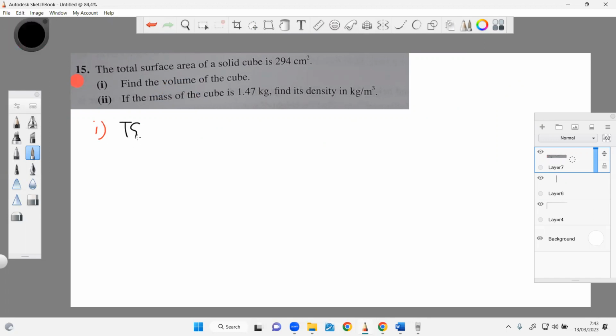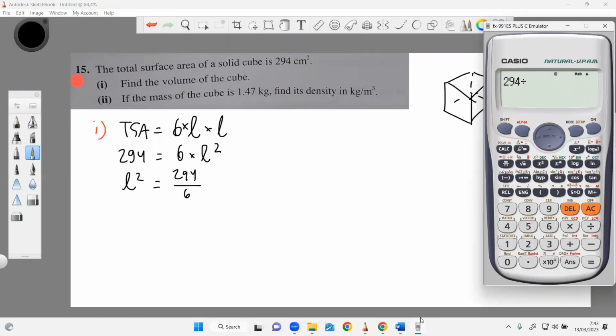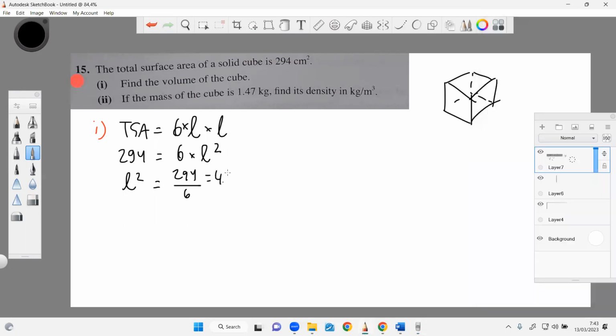TSA of a cube: 6 times length times length. Remember? A cube has 6 faces, and all the faces are equal. So 294 equals 6 times L squared. Can you get L squared? 294 over 6 is 49, and we get the length. The square root of 49 is 7 cm.